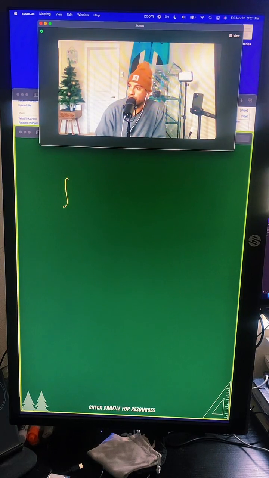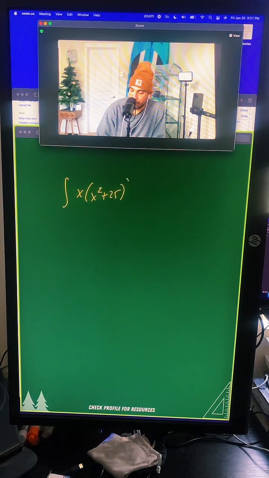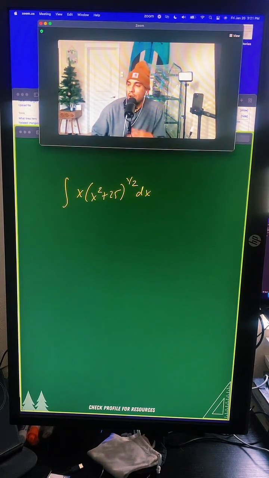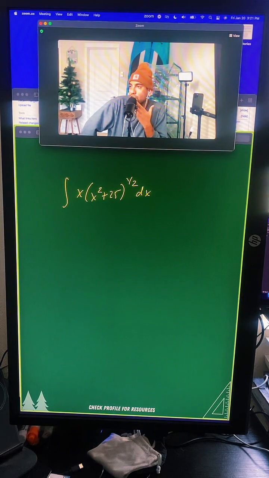So Alexander requested this, and then we will talk about some other problems real quick. Okay, so you said x times (x squared plus 25) to the power of 1/2 dx. All right, guys, what do we think, chat? What should our u value be? I'm definitely seeing a u substitution problem here.